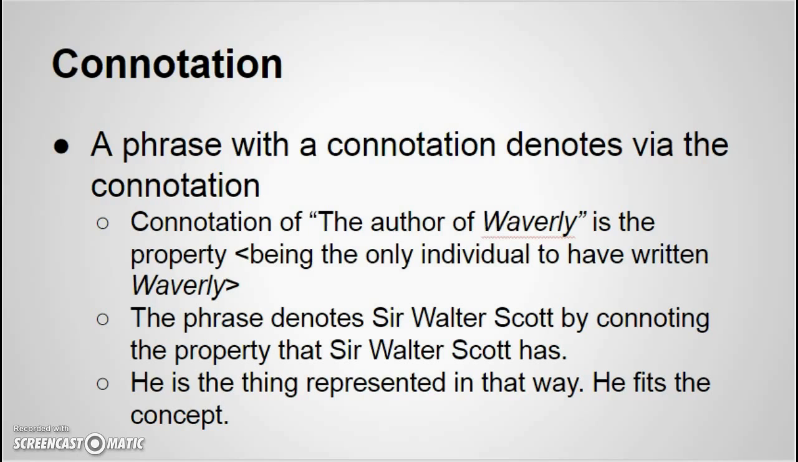A phrase that has a connotation denotes via the connotation. So take the definite description, the author of Waverley. The author of Waverley connotes the property of being the only individual to have written the Waverley novel, and so that's its connotation, and it denotes Sir Walter Scott by connoting the property that Sir Walter Scott has. It represents him in a particular way by giving a conceptual representation of him that he fits, right? So he fits the concept. He's the thing that's picked out by it.